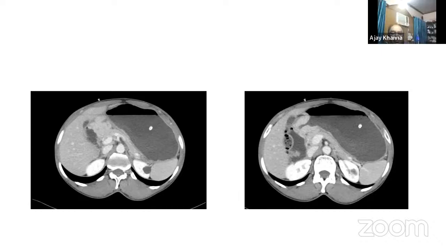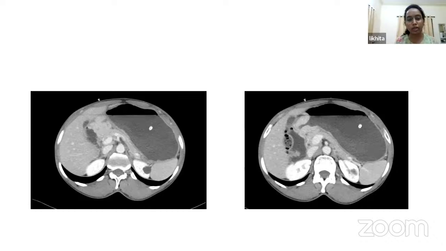Will you remove the spleen or not? No, sir, I would not be removing the spleen, because there are trials which have shown that there is increased morbidity in post-splenectomy patients, and there is not much difference in the disease-free survival of the patient despite a splenectomy or no splenectomy.